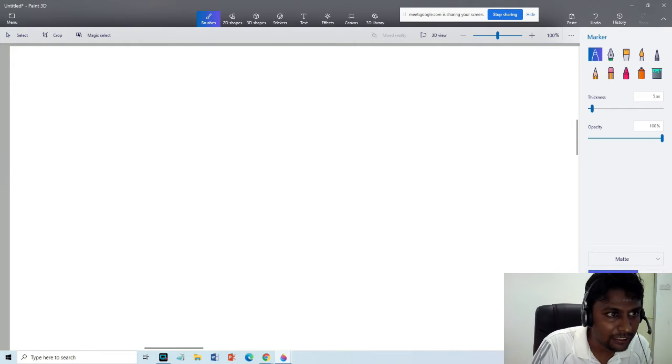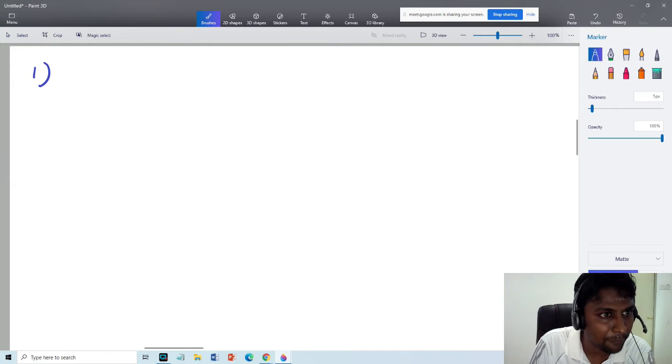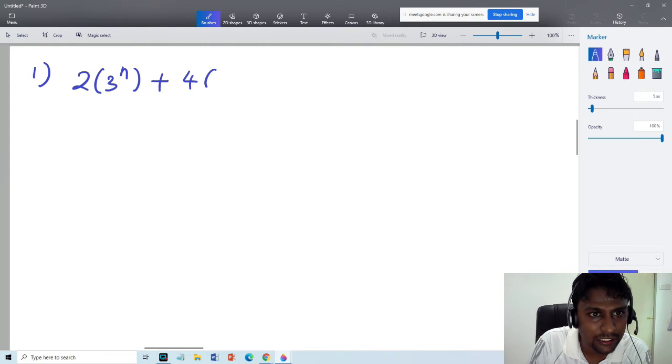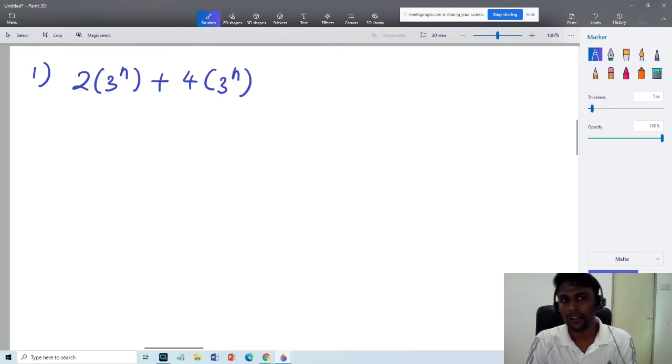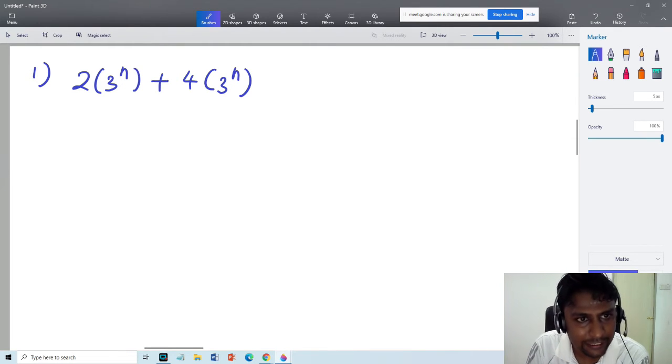Copy the problem. First question. Let's say we have the problem 2 times 3 power of n plus 4 times 3 power of n. What is the answer? Express the following in terms of simplest form. That's the question. How are we going to answer this question?